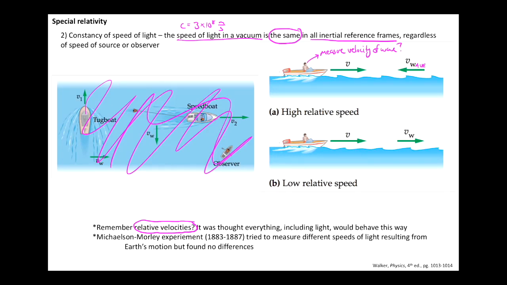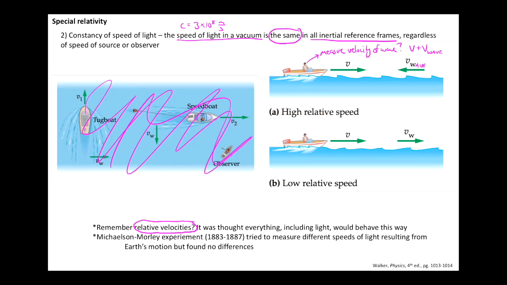So if this person measured the velocity of the wave, they're going to see it as v plus the independent velocity of the wave. They're added together, right? And this is just regular Newtonian relative velocities. We did that even in 2 dimensions last semester. You just add them together if they're going toward each other, okay?